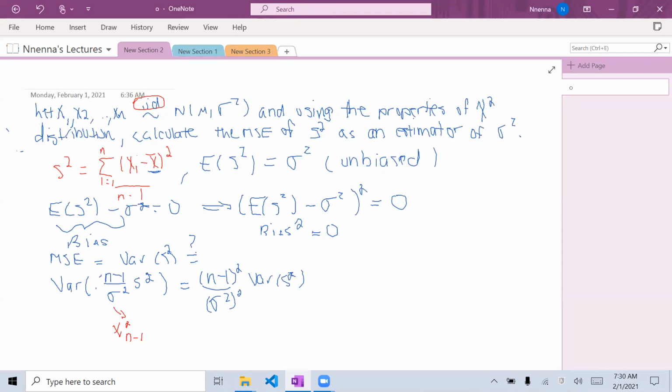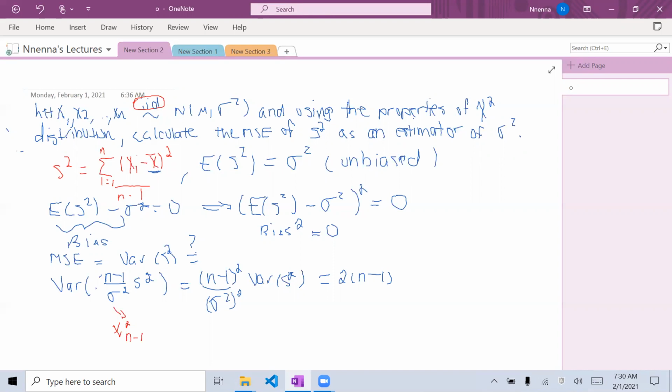Now, this is step 1. We know that this thing is chi-squared distributed, and we also know that the variance of anything that's chi-squared is 2 times the degrees of freedom. Because this thing is distributed chi-squared, the degrees of freedom is n minus 1, so the variance is 2(n minus 1). So this automatically gives me a relation for the variance of s squared to fall out.